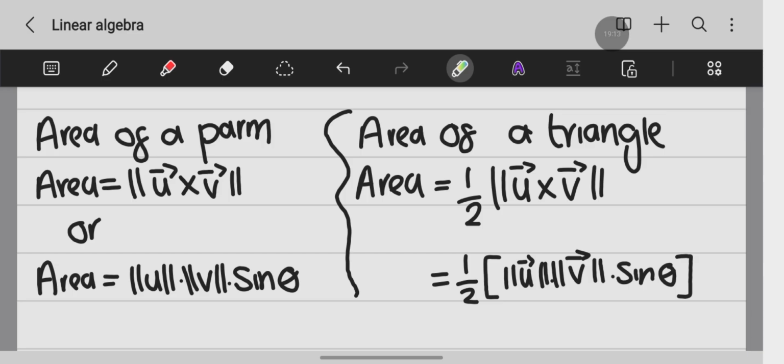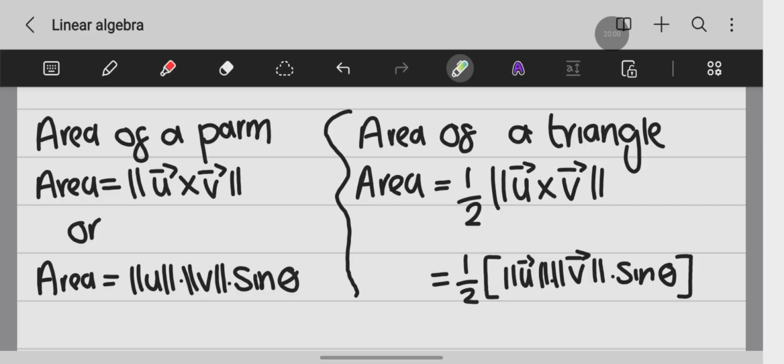Okay, the area of a parallelogram is equal to the magnitude of the cross product, or the extended version of that. Obviously, if you have angles and you want to find the area, you can just use this formula. And for a triangle, it's quite similar to that. You just have to halve it, or divide by 2, and you would have the area of a triangle. So that's just it.